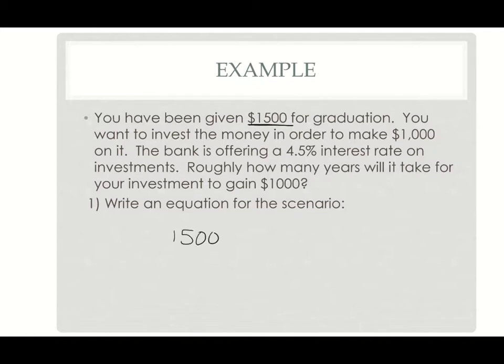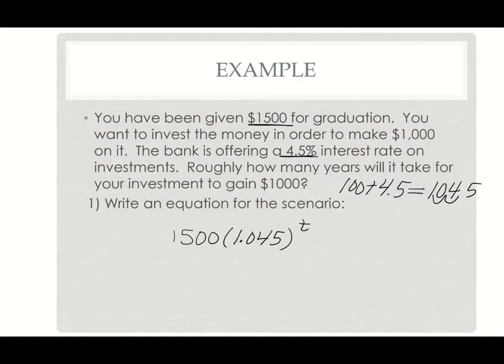You want to invest the money to make $1,000. The bank is offering 4.5% interest. So that means our multiplier, we're trying to gain money, so its growth is 100 plus 4.5. That gives us 104.5. So our multiplier is going to be 1.045 raised to, we don't know, so raised to the t power.